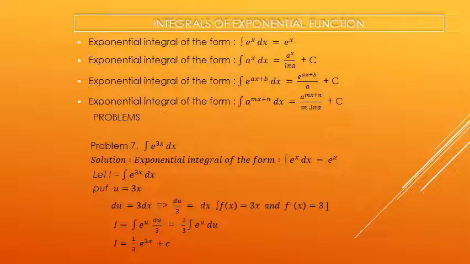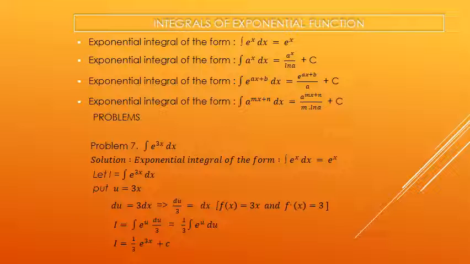So here we put u equals 3x, and we know that 3x is actually the power of the function. So u equals 3x, and when we take the derivative of u with respect to x, we have the result du equals 3 dx. That means the derivative of 3x equals 3 dx. It implies that when we divide by 3, we get the result du upon 3 equals dx.